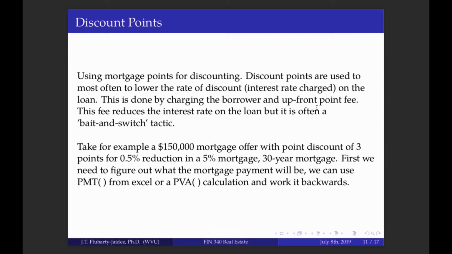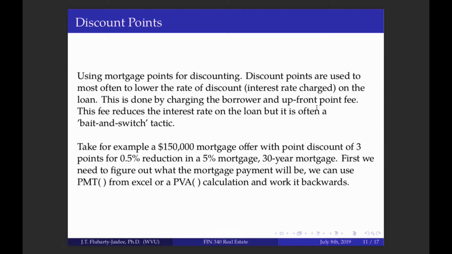And this tends to sound nice because you might think, well, if I pay 0.5% less interest per year for 30 years, then I'm probably going to save a lot more than $2,000 to $3,000. But that's not always the case. So you need to do the calculation to figure out if you would end up actually saving money on this transaction by accepting the discount points rather than not paying for the points.